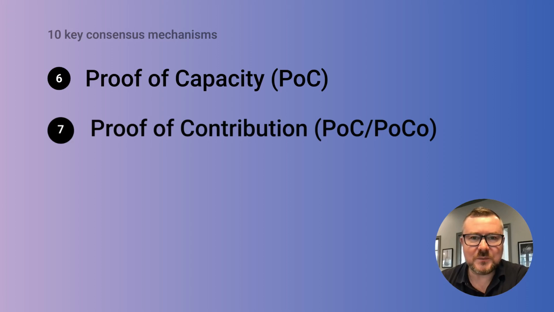Proof of Contribution, POCO. Proof of contribution evaluates the contributions of active nodes in the network, such as computational tasks or storage. Each action is assigned a trust value, ensuring fairness and rewarding participants for their active role in maintaining the network.